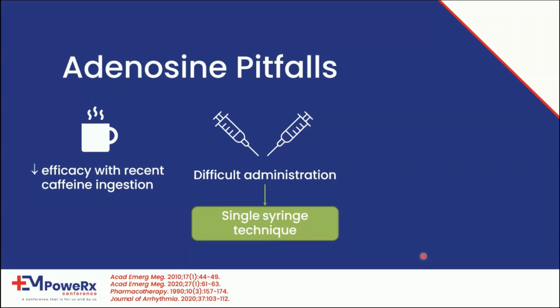This was studied by some fantastic pharmacists out of Advocate in Chicago, and they ended up finding conversion rates with the single syringe technique were higher at 70% compared to just 40% with standard dosing administration. And all patients in the single syringe arm converted with up to 3 doses, compared to only 70% in the standard arm.